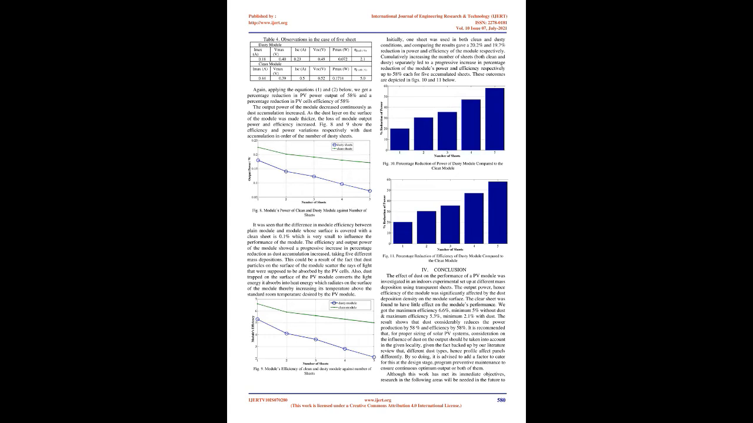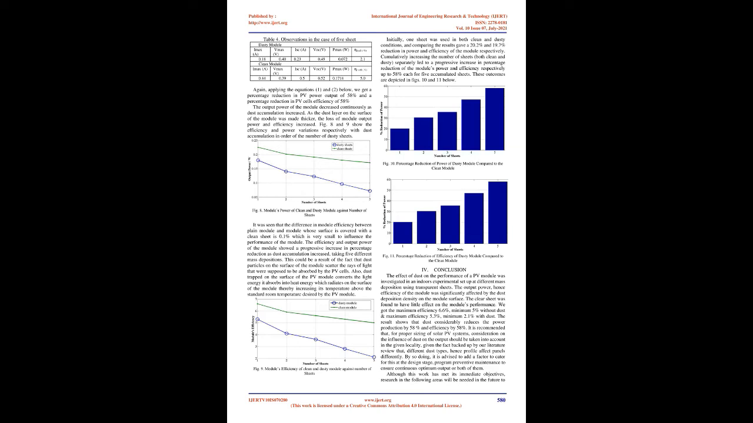Again, applying equations 1 and 2 below, we get a percentage reduction in PV power output of 58% and a percentage reduction in PV cell efficiency of 58%. The output power of the module decreased continuously as dust accumulation increased.